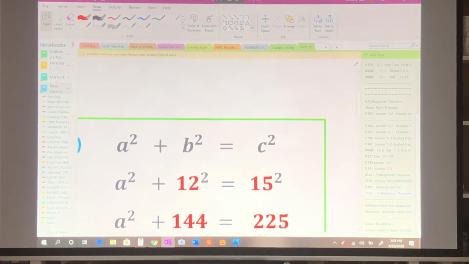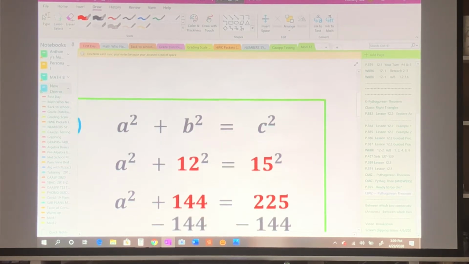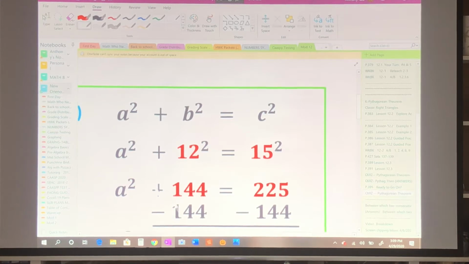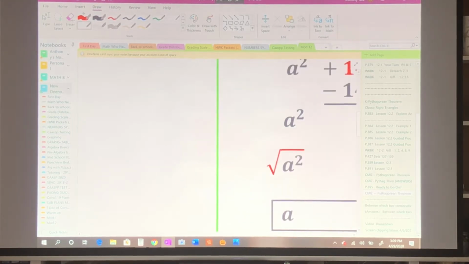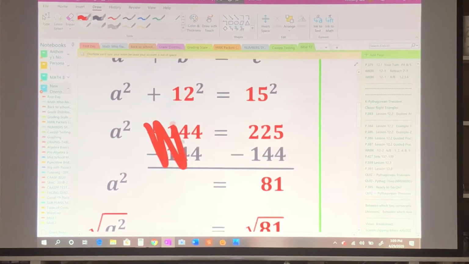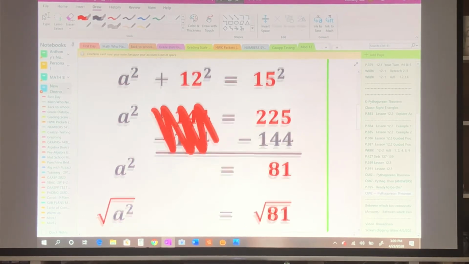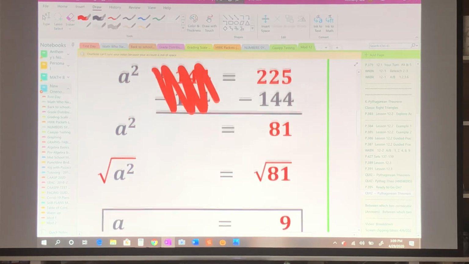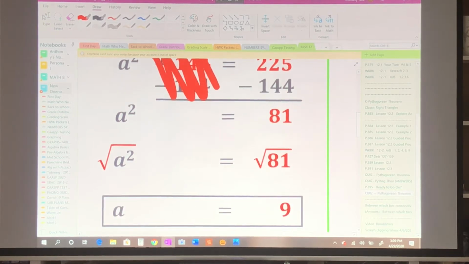Let's solve for A. The 144 has to go, as you know. Let's subtract. Oh, sweet fancy Moses. Oh, not again. Okay, let's do this. The 144 goes away, and I've got 225 minus 144, 81. Square root of both sides. A should be 9. Alrighty then.